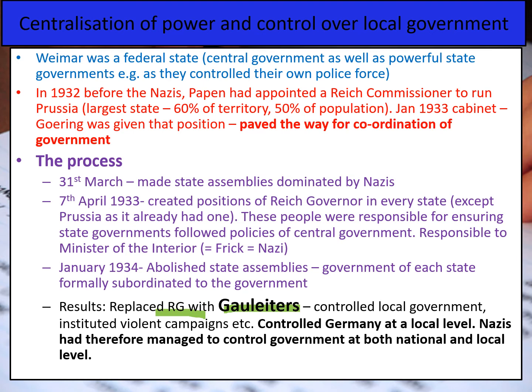But essentially, the really key thing to know about how the Nazis controlled local government is that they got rid of the state assemblies and that they put these Gauleiters in place who then controlled all aspects of local government essentially.